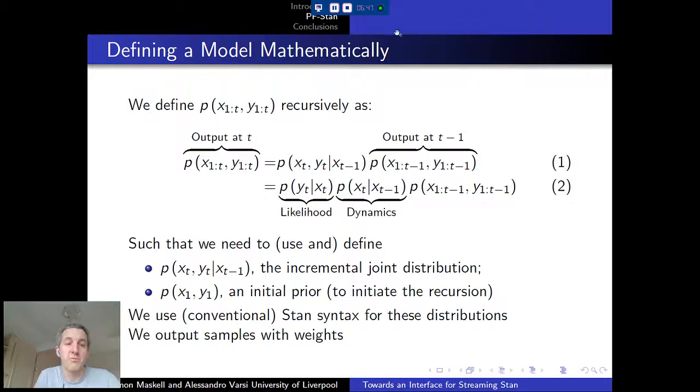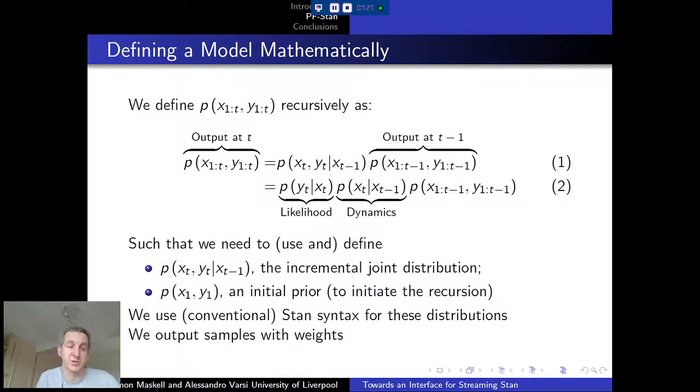Given that, we can write the output at time t as the output at time t minus 1 multiplied by the dynamics p(x_t given x_{t-1}). That's how we think the thing we're interested in evolves in time, multiplied by a likelihood, p(y_t given x_t), which is how we think the thing we measure, y_t at the t-th time step, relates to the thing that we don't know, x_t at the t-th time step. So what we want to be able to do is to define and later use the incremental joint distribution, the product of this likelihood and dynamics term.